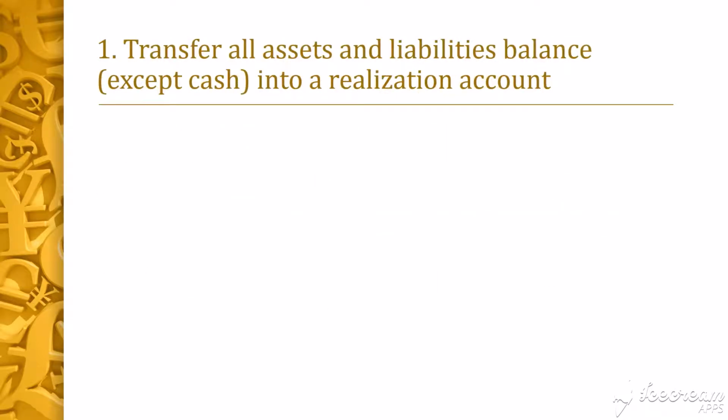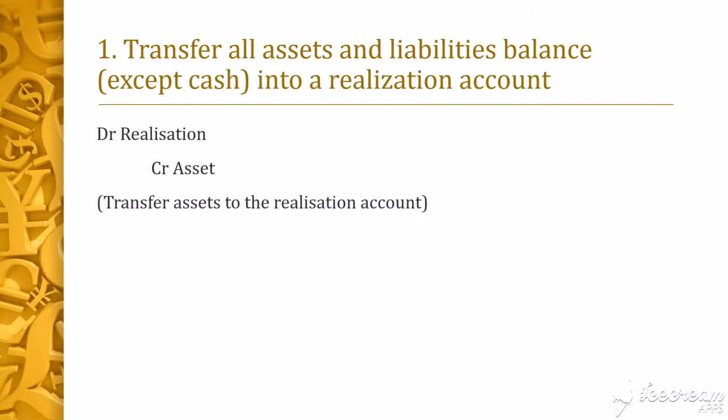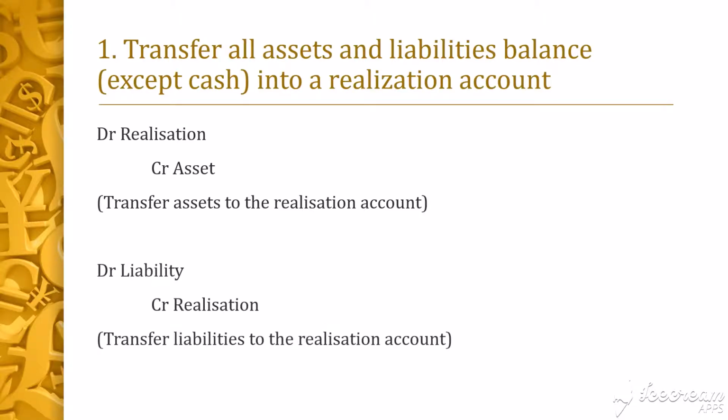Starting with step 1, we will transfer all assets and liabilities balance except cash into a realization account. This realization account is a temporary account used to aid the dissolution process. To transfer assets, we debit realization and credit the respective assets by their book value, the figures appearing in the balance sheet. To transfer liabilities, we debit the respective liabilities and credit realization, again by their book value.